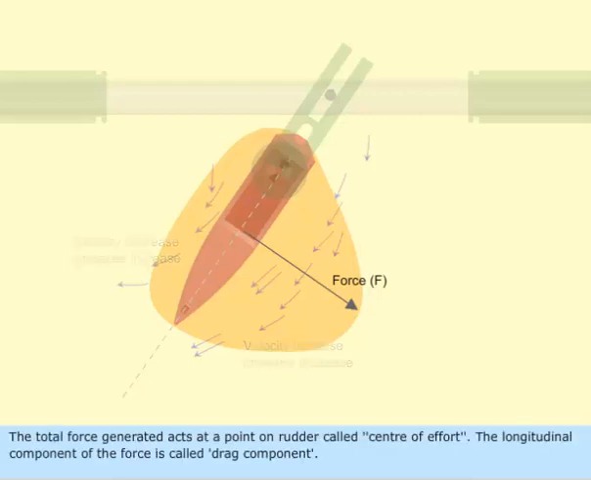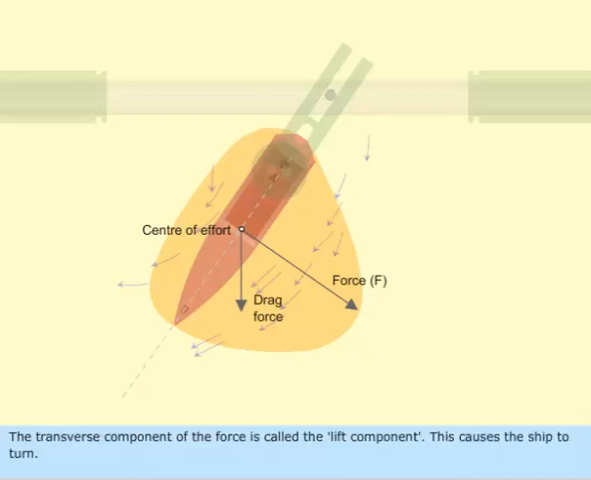The total force generated acts at a point on rudder called center of effort. The longitudinal component of the force is called drag component. The transverse component of the force is called the lift component. This causes the ship to turn.